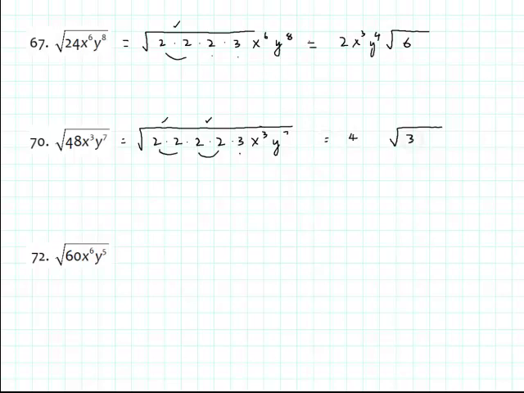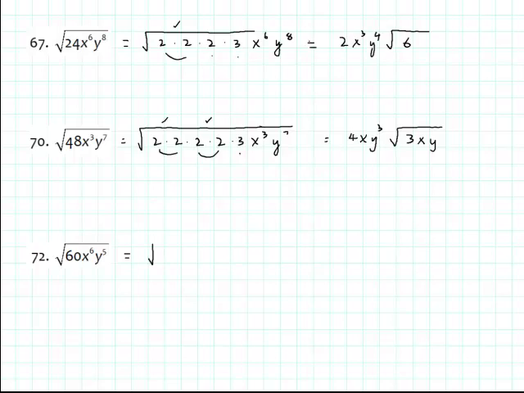Leave your 3 inside. X to the third. That is exactly 1 pair, but there's 1 left over. 2 goes into 3 1 time with a remainder of 1. Y to the 7th. 2 goes into 7 3 times with a remainder.